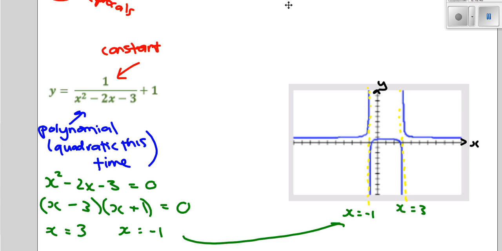So horizontal asymptotes have to be horizontal. No, they could be a fraction. Like if we had +0.5 here, then everything would have shifted up 0.5. So the asymptote would be at 0.5. Yeah, they can be fractions as well, decimals.